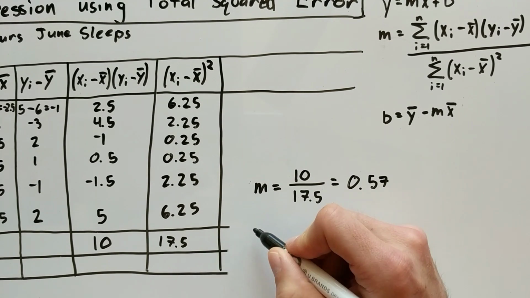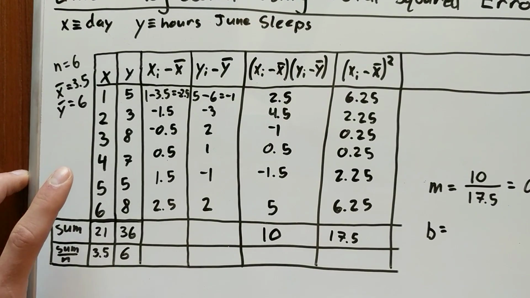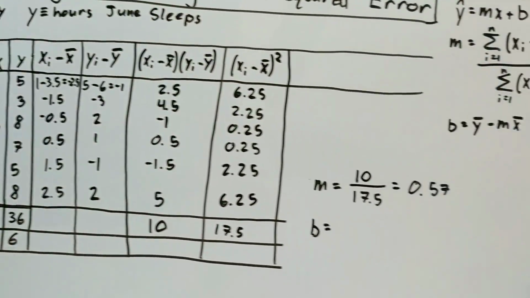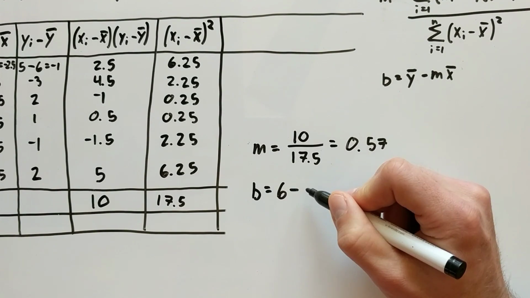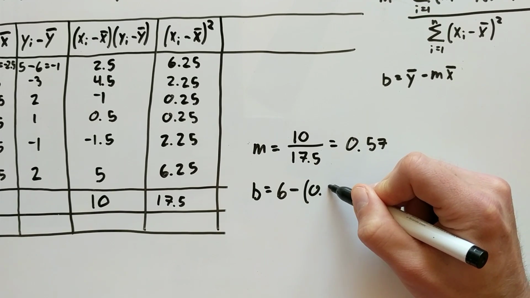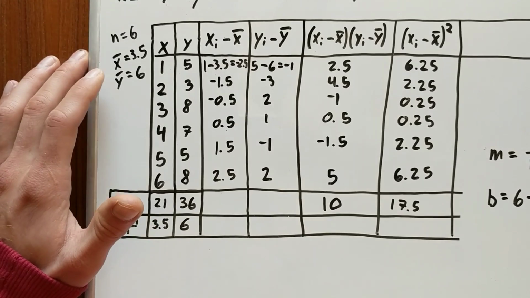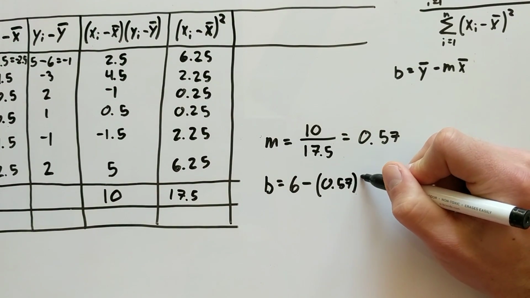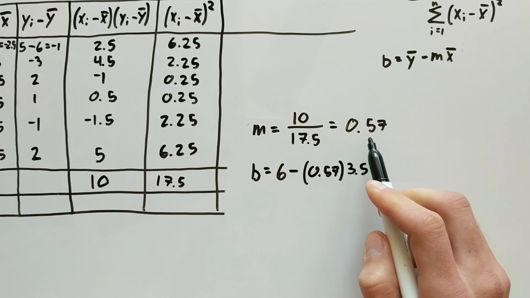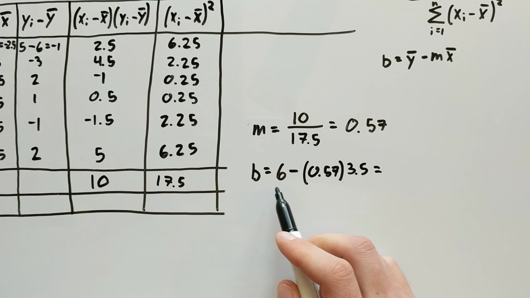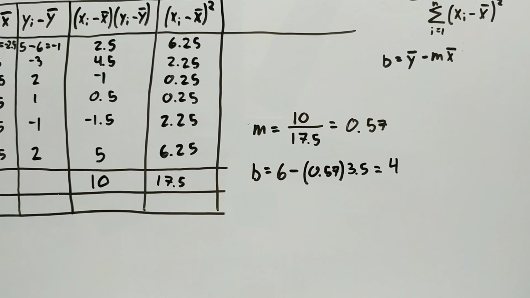And now let's do b. b is equal to y bar, which is 6, minus the m that we just calculated, 0.57, times x bar, 3.5. And this I already did in the calculator too. If I keep all the digits from m, this actually turns out to be a wonderful number. It turns out to be 4. Nice and convenient. So awesome.